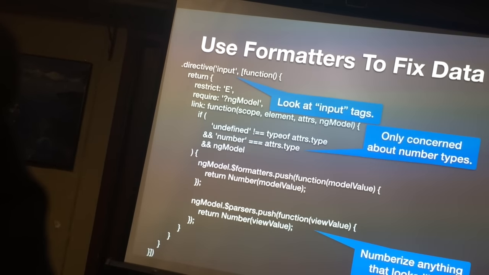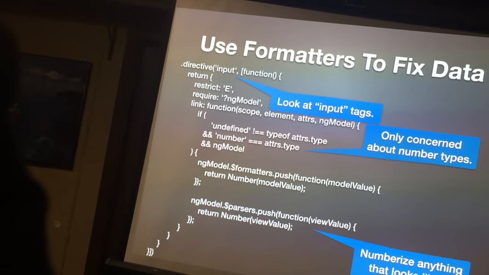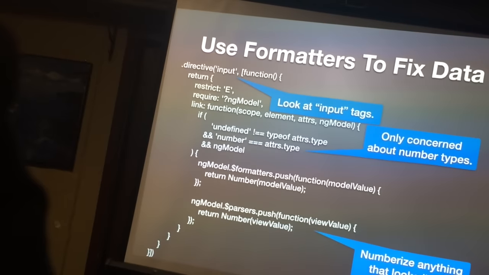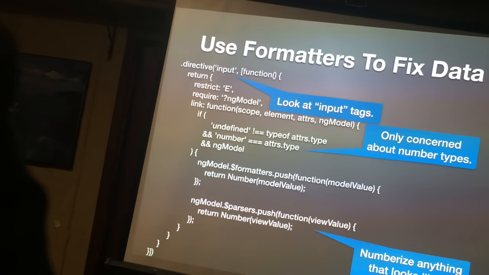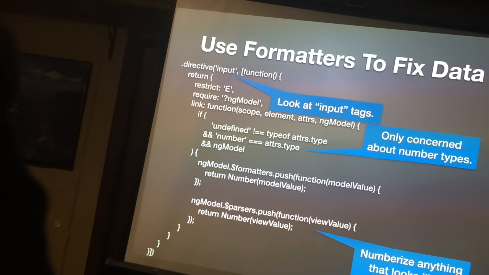So instead of doing fancy stuff on every request, you could just rewrite the input number tag, the default one that's built into the browser. Literally change it, replace it with your own. And that's what I'm doing here. I'm saying, if this is an input tag, then I want to run this directive. If this input tag is of type number, then we'll continue on, otherwise we'll just let it do its own little thing. And we're going to get the model value and convert that to a number, and get the view value and convert that to a number. So we're just going to numberify whatever it is, assuming that whatever we got from the server was supposed to be a number, regardless of what JSON cast it as.